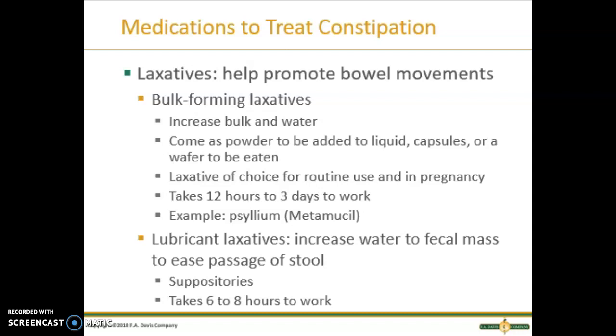Lubricant laxatives increase the water to fecal mass to ease passage of stool, and these are suppositories. It takes about 6 to 8 hours to work, but sometimes they can work immediately. So it's important that when we're doing patient education on laxatives that we explain that they need to be taken somewhere comfortable, like home, and that they can take 6 to 8 hours to work, but sometimes they can work in even 5 minutes. So important to tell our patients that.